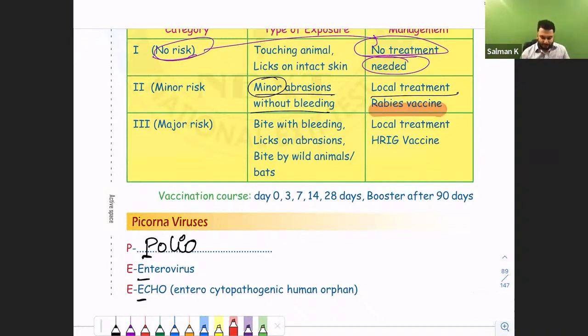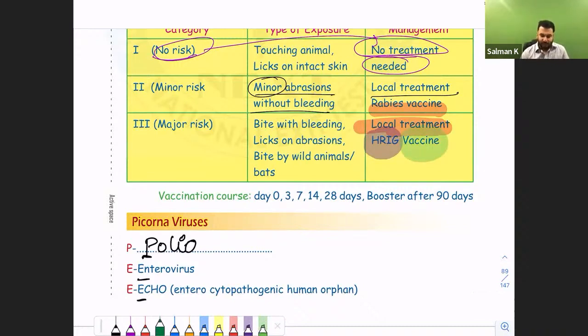Okay. Next, category 3 is the major risk guy. You're seeing animal bite with a bleeding. You're seeing licks on abrasion, whatever it is in the history, bite by wild animals, etc. This is all called as what? Major risk. And guys, here's where you have to do something. Local treatment as usual, antibodies and vaccine. Antibodies as well as vaccine. All this needs to be done.